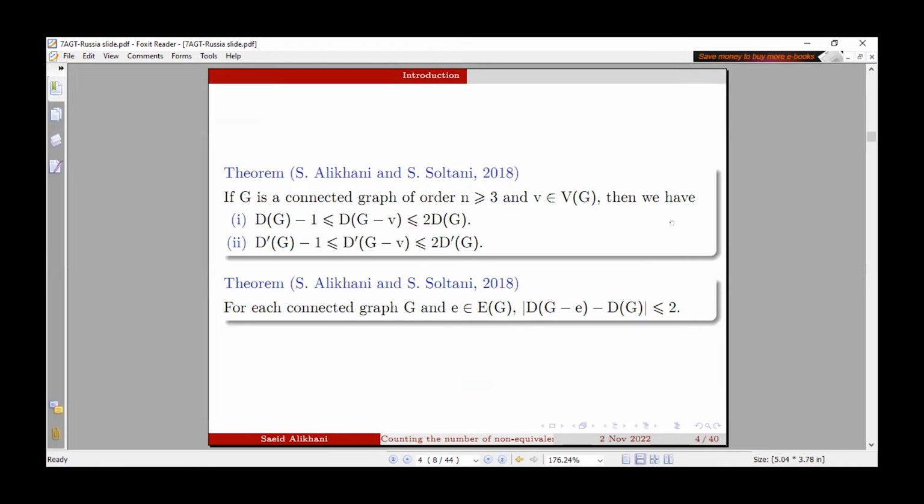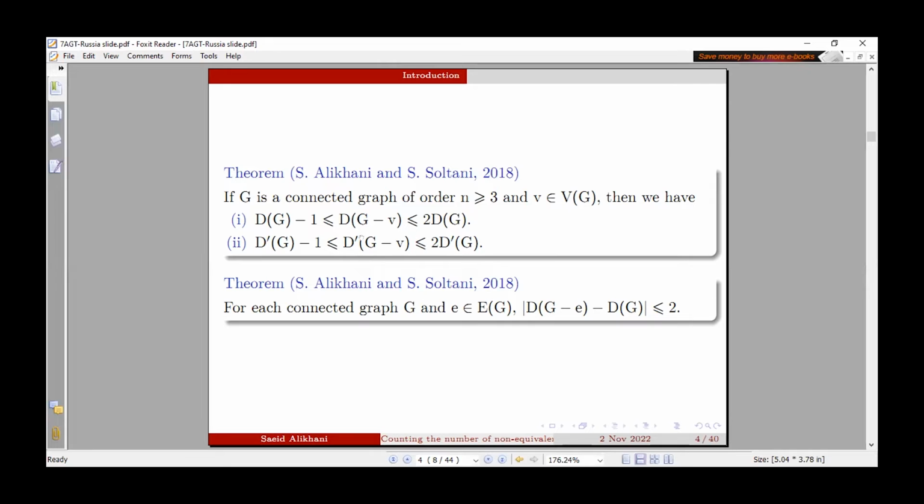And there are many results on these parameters. For example, what happens to the distinguishing number and distinguishing index when we remove a vertex, or for example, we remove an edge from a graph. You see here in the first theorem in this slide that if we remove a vertex from a graph, then the distinguishing number of G minus v decreases by 1 and increases by at most 2 times the distinguishing number of G.